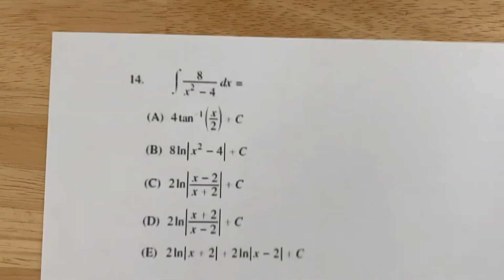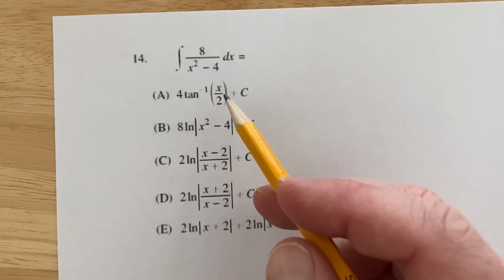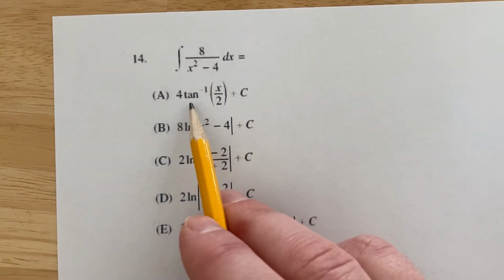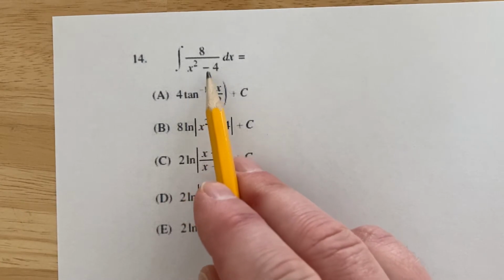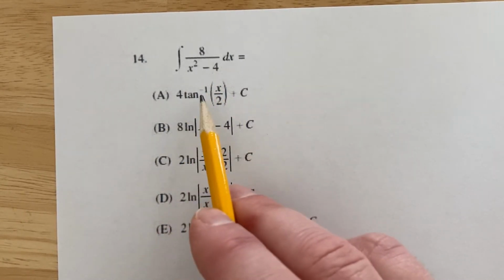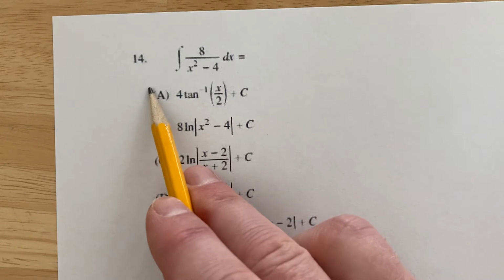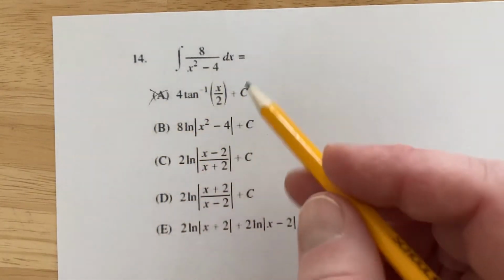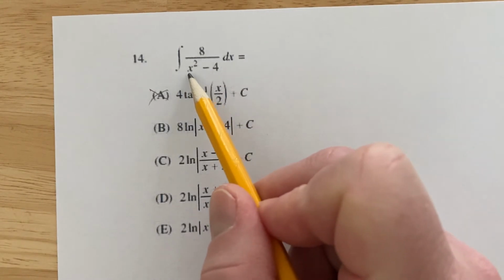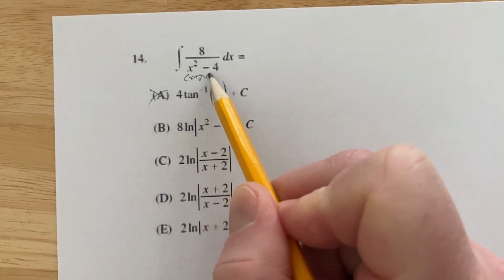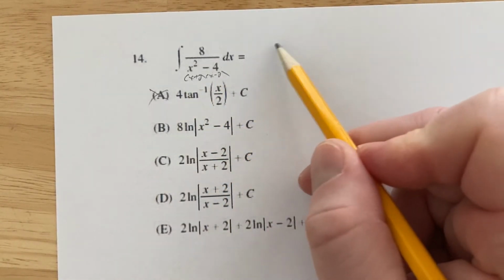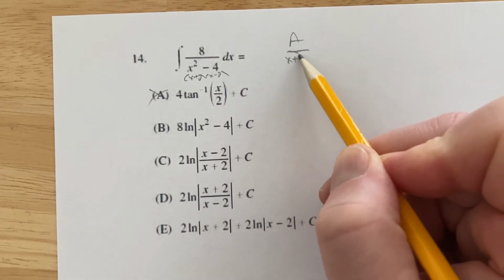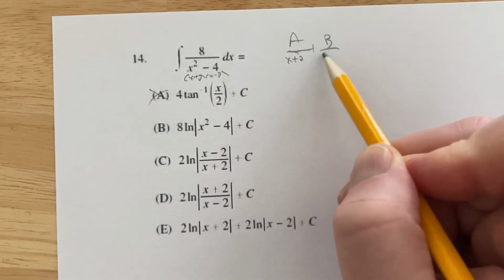We get 14, and this is not arctangent, which is the temptation here. If that had been a plus, then this would be our answer. But because it's a minus, not that, okay? And so then I have to think, well, maybe this is like partial fractions. This is x plus 2, x minus 2. So let's rewrite this as a over x plus 2 plus b over x minus 2.